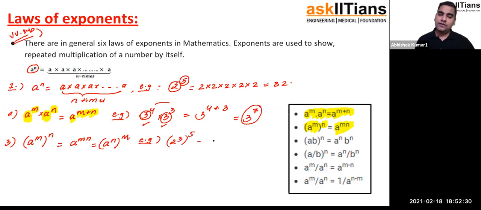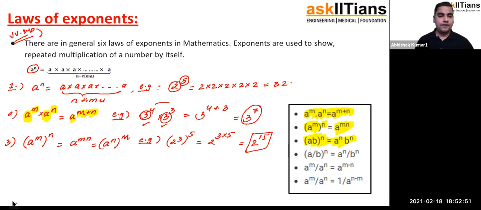Then all I have to do is write it as 2 raised to the power 3 into 5. That will give me 2 raised to the power 15. So that's how you have to use this rule. Basically, you can always multiply the powers. The answer will not change. Okay? The next one is somewhat related to this one only.